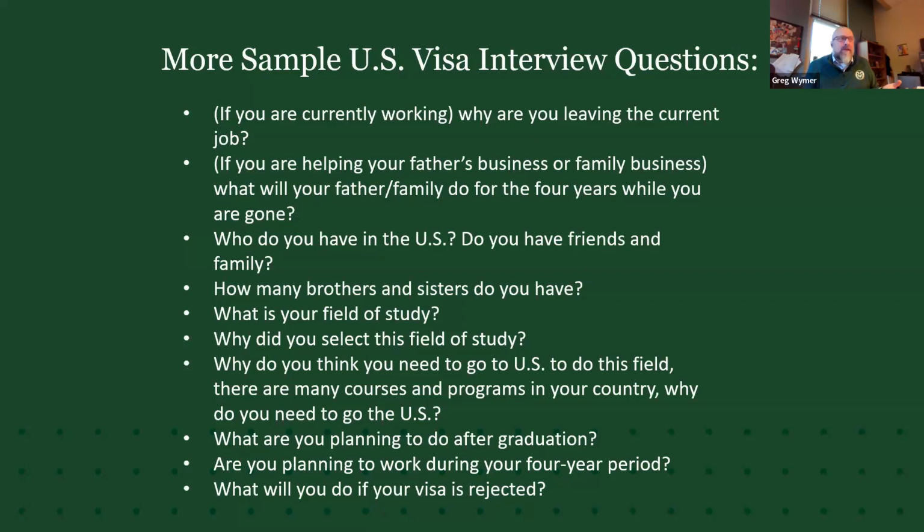And so it's okay to have friends here in the US. It's okay to have a brother or sister or an aunt or an uncle that are here in the US. That actually might be seen as a positive because then you have a support system when you get here. So basically answer appropriately. Who do you have in the US? Do you have any friends or family? Tell them. That's completely fine.